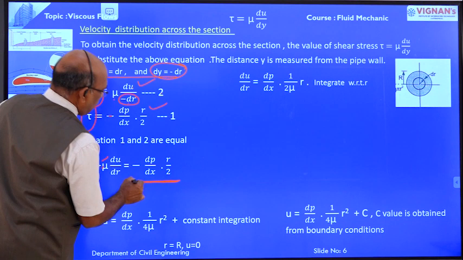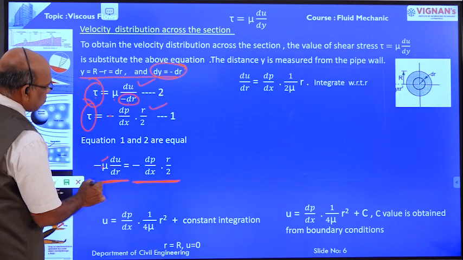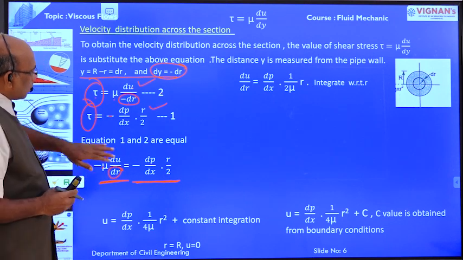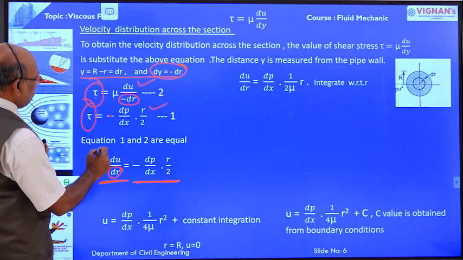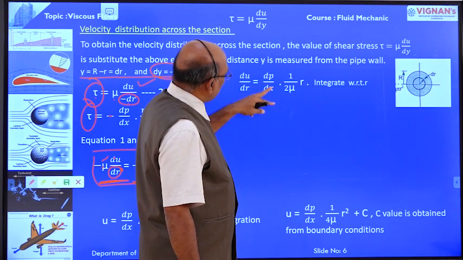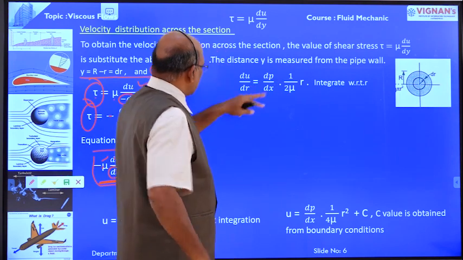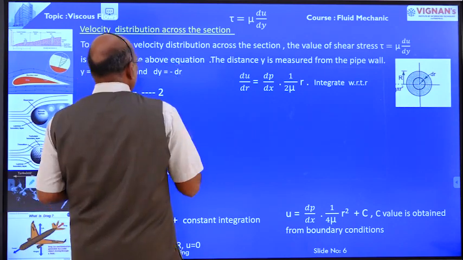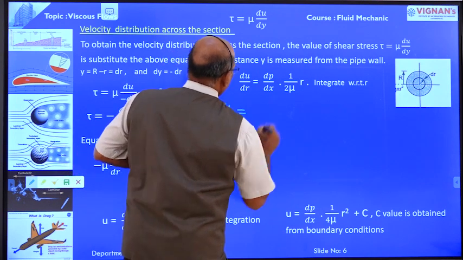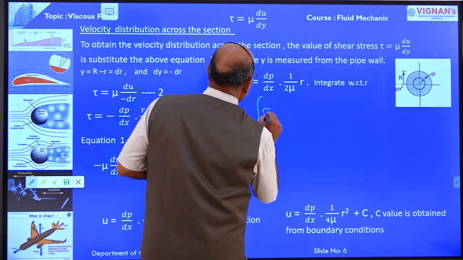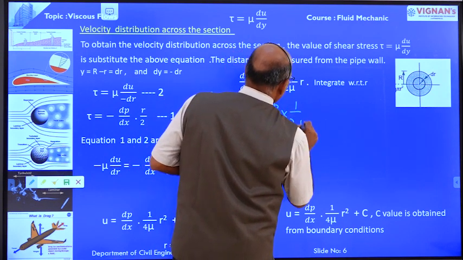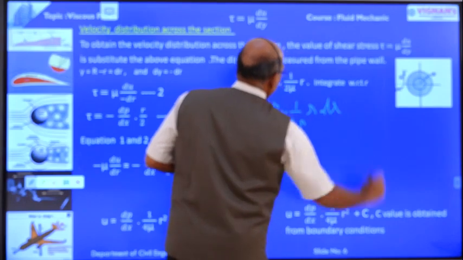This equation we have already derived: the shear stress is equal to minus mu into du by dy, and in place of dy we have taken minus dr. Therefore, equation 1 and equation 2 are equal, right? du by dr is equal to dp by dx into 1 by 2 mu into r. Integrate this equation with respect to r: du is equal to the integral of dp by dx into 1 by 2 mu into r dr.